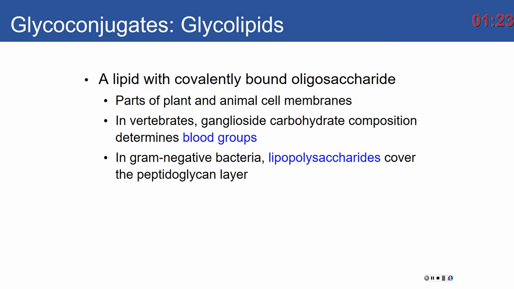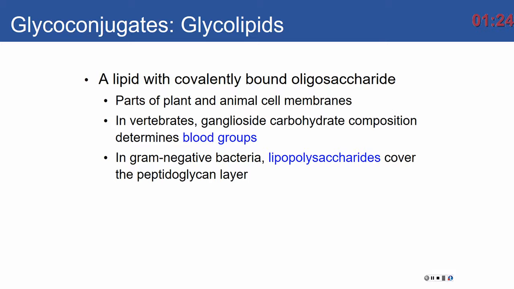So that brings us to glycolipids, which we touched on yesterday a little bit. Again, glycolipids are a lipid backbone, as opposed to the protein backbone, that has a glycan or an oligosaccharide that can be covalently bound. So again, these are going to be your structural pieces. They're going to be parts of membranes. These are going to be in your blood groups. And in gram-negative bacteria, it covers lipopolysaccharide.